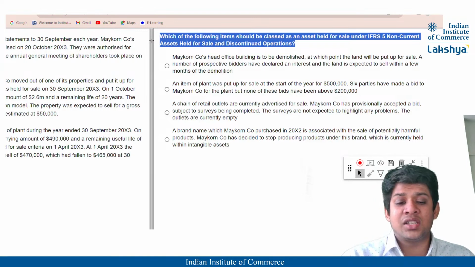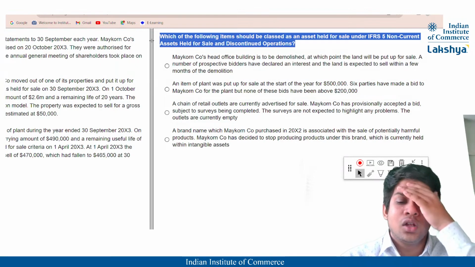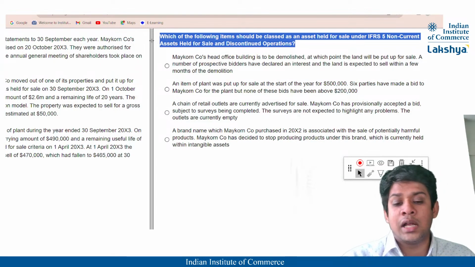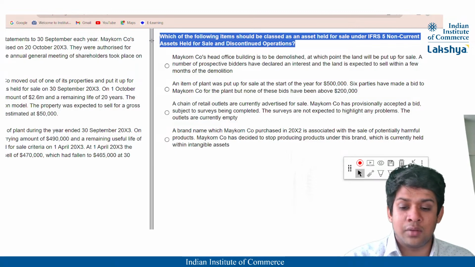So technically this is just a scrap sale. This is not like an asset is genuinely held for sale. Because it is going to be demolished, right? So technically this might not be considered as held for sale. So you have to class the asset which is to be considered as held for sale.